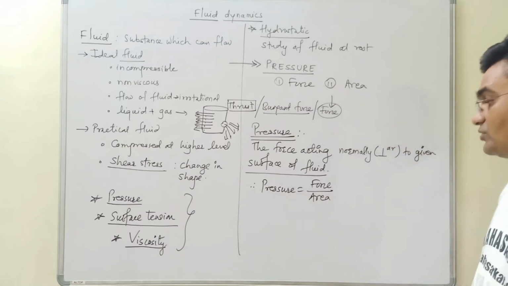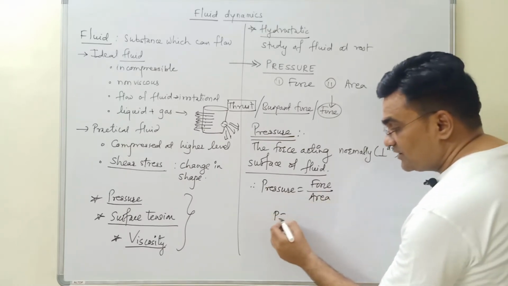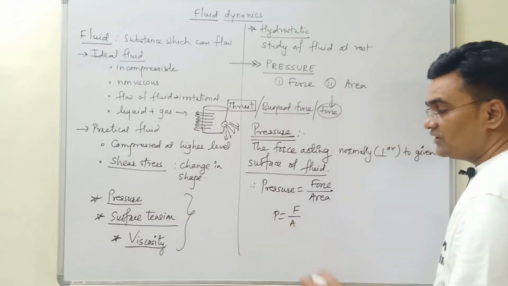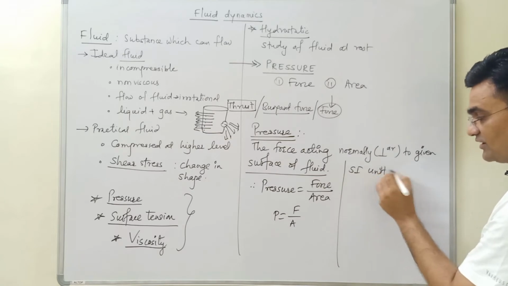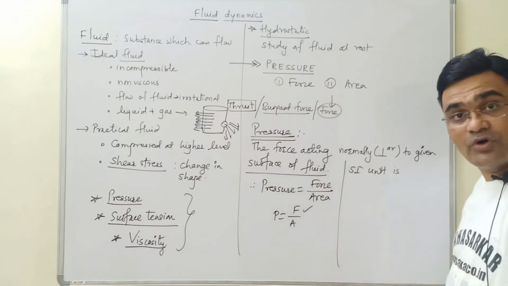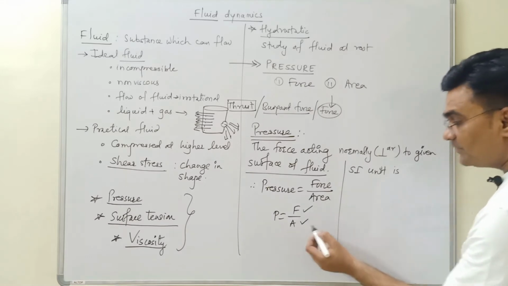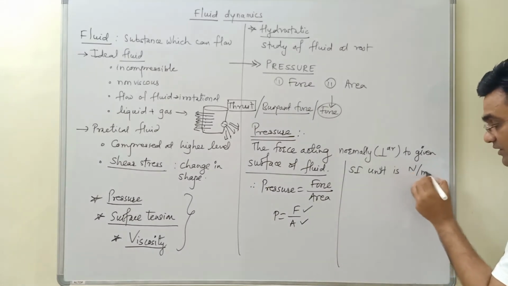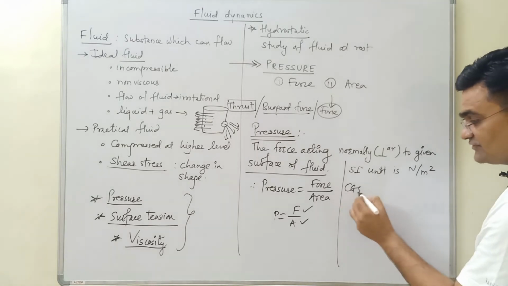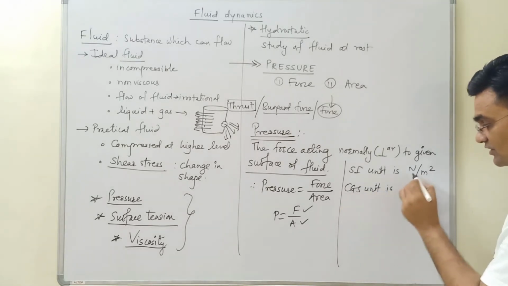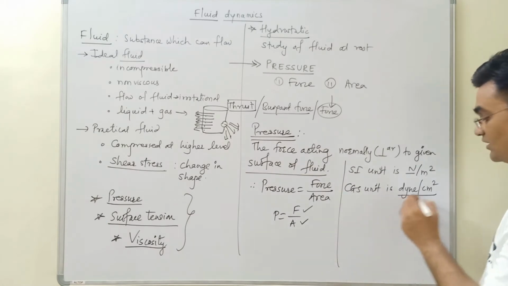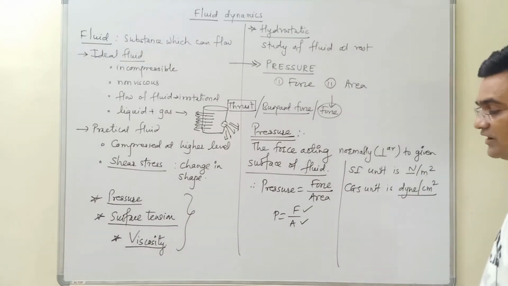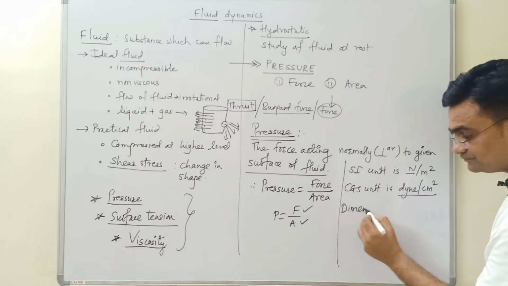It can also be equal to thrust upon area. So pressure P equals F upon A. From this formula, it's simple to find the SI unit. We calculate force in what? Newton. Area in meter square. So SI unit is Newton per meter square. CGS unit: Newton is converted into what? Dyne. Meter is converted into what? Centimeter square. So CGS unit is Dyne per centimeter square.